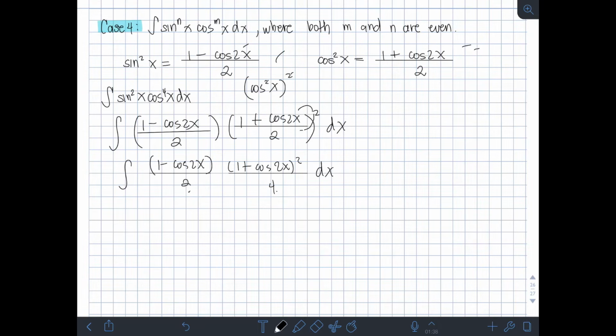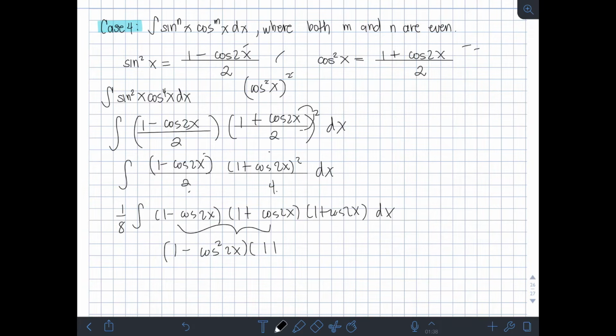dx. So, itong 2 times 4, 8. So, parang constant siya. So, igigilid ko na lang as 1/8 integral ng, so, simplify natin tong expression. So, 1 minus cos 2x times 1 plus cos 2x times 1 plus cos 2x dx. So, ito muna yung evaluate natin. So, may shortcut dyan, right? Ano siya? 1 minus cos squared 2x. Then, tsaka natin i-FOIL sa 1 minus cos 2x.